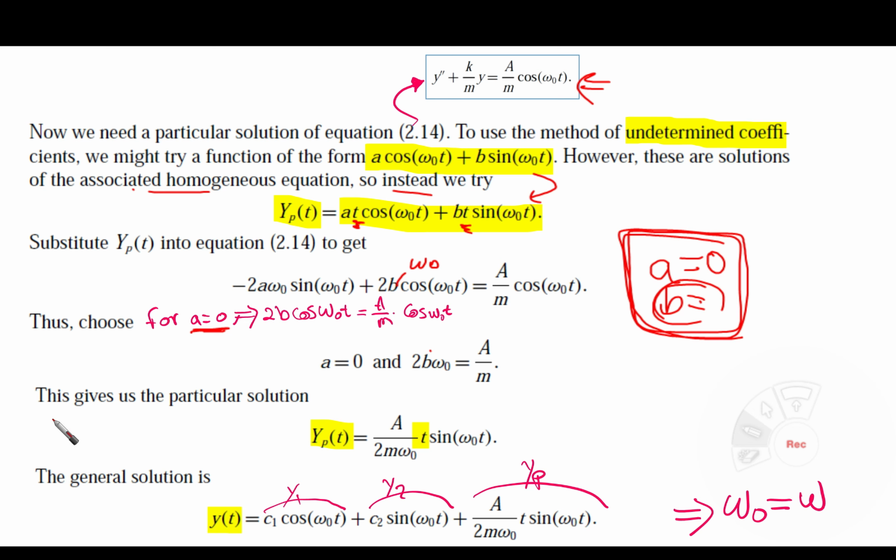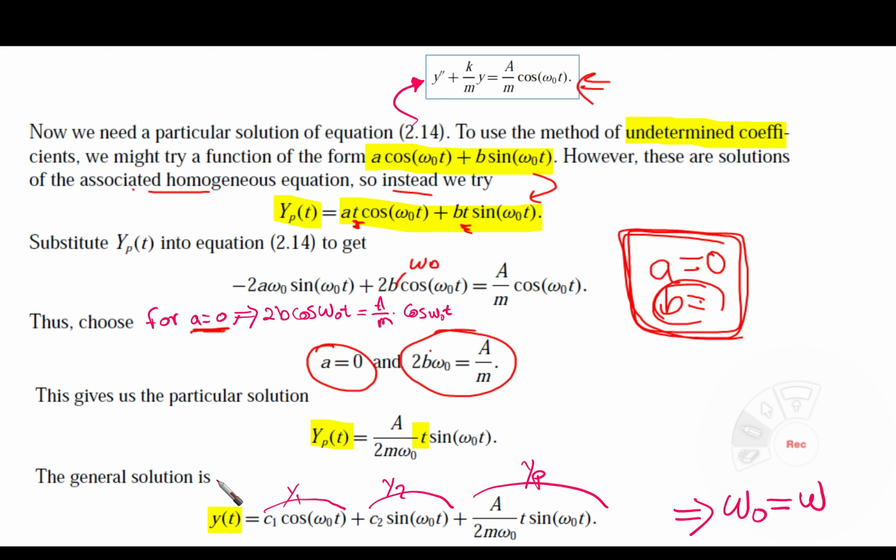A over m. This gives us the particular solution, which is Yp of t equals A over 2m omega naught t sine omega naught t. This is our particular solution here, Y of p, the particular solution. Then we can obtain it easily after having these values for A and 2b omega naught.